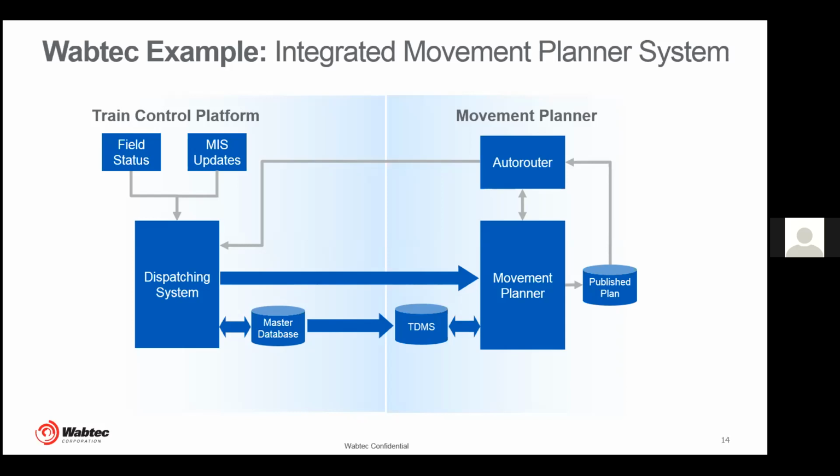The latest generated train movement plan is then published and automatically sent to what we call the auto router. What the auto router does is look at the signal availability, whether it's clear or not, and then send a request to the dispatch system to clear the signal for the trains to move. So basically the key is that generating a plan and executing a plan is all done automatically. The dispatcher is involved only to handle exceptions.